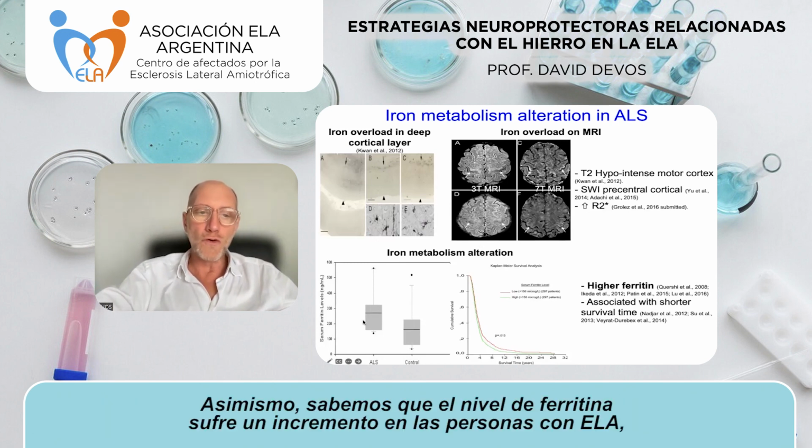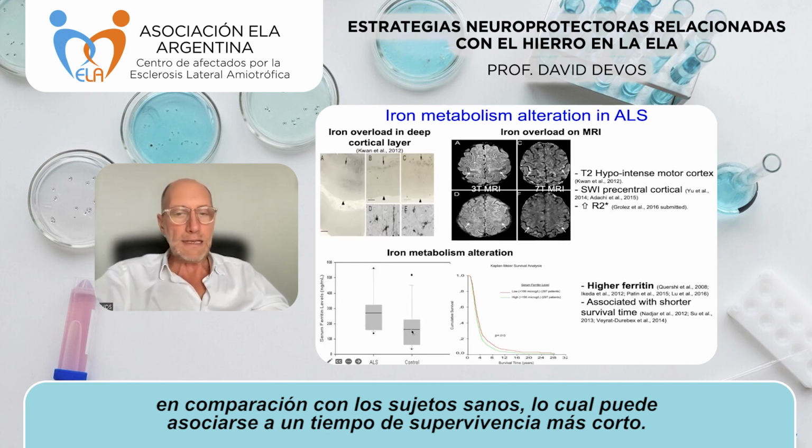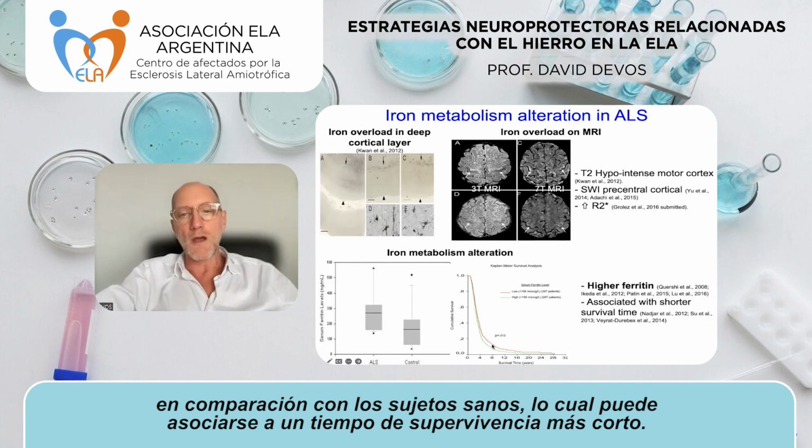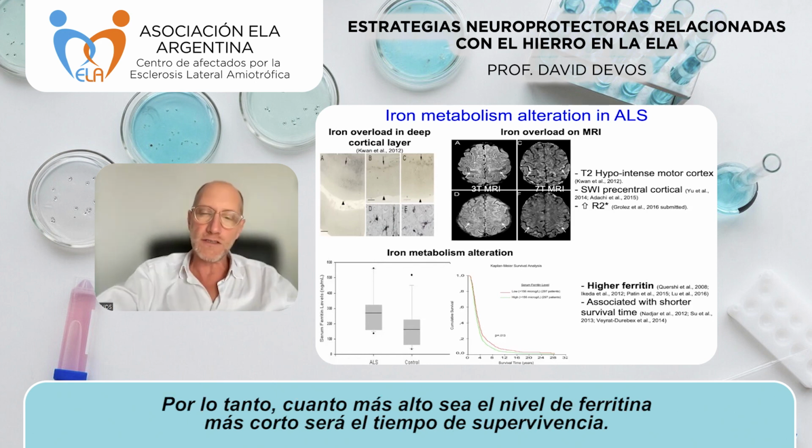And we also know that the ferritin level is increased in ALS people as compared with control. And this can also be associated with shorter survival time. So the highest level of ferritin, the shorter survival time.